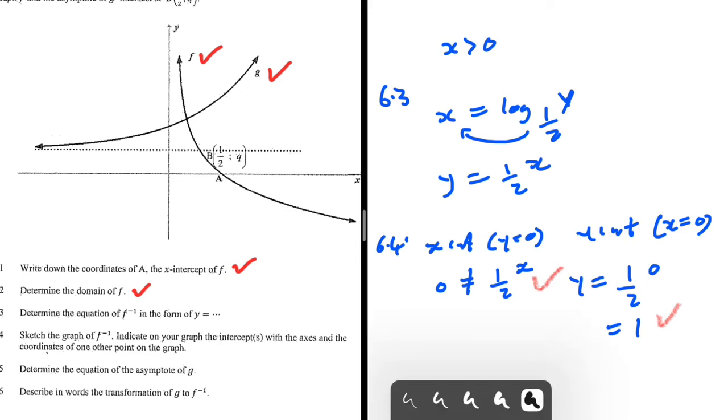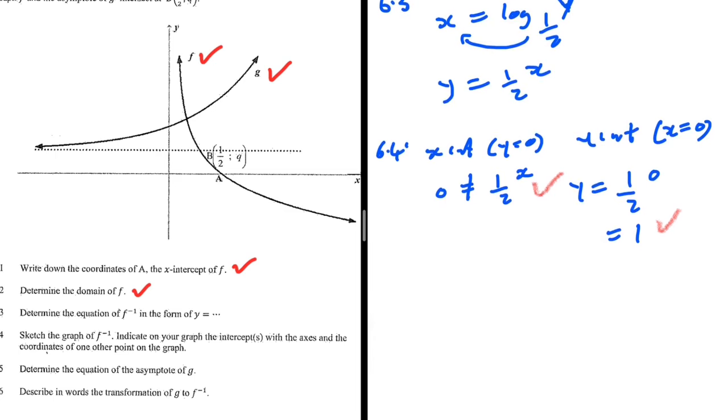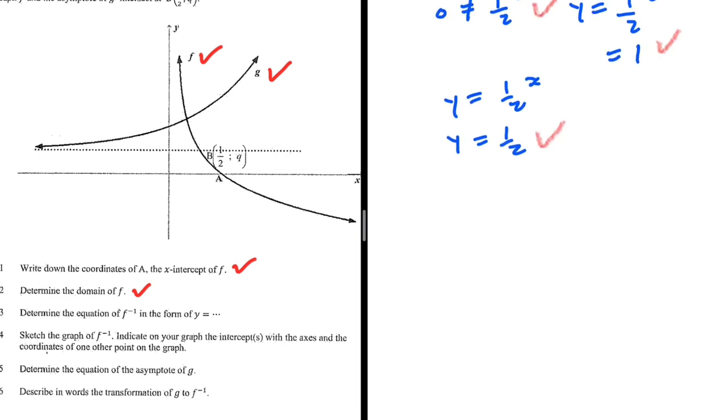And that's 6.4. We have the x-intercept, we have the y-intercept. We need one other point. So we have y being equal to a half to the power x. Which point do we want to substitute? Let's substitute x equals 1. If we substitute x equals 1, a half to the power 1 is just a half. So these are the 3 points we're interested in.